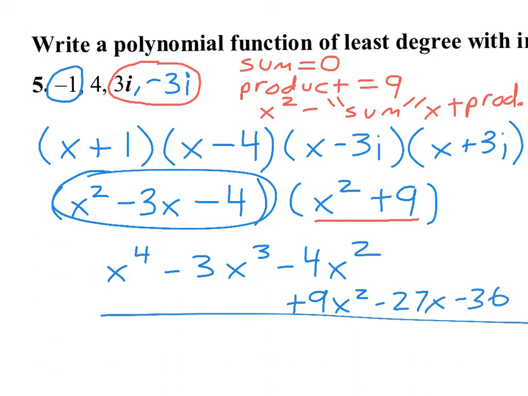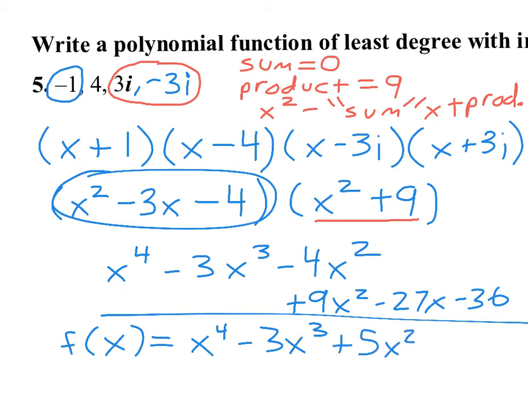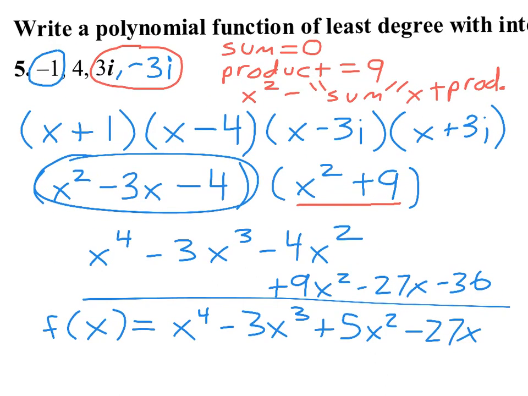Combining these together, and we want this to be a function, so I'm going to write f of x equals x to the fourth minus 3x cubed plus 5x squared minus 27x minus 36.